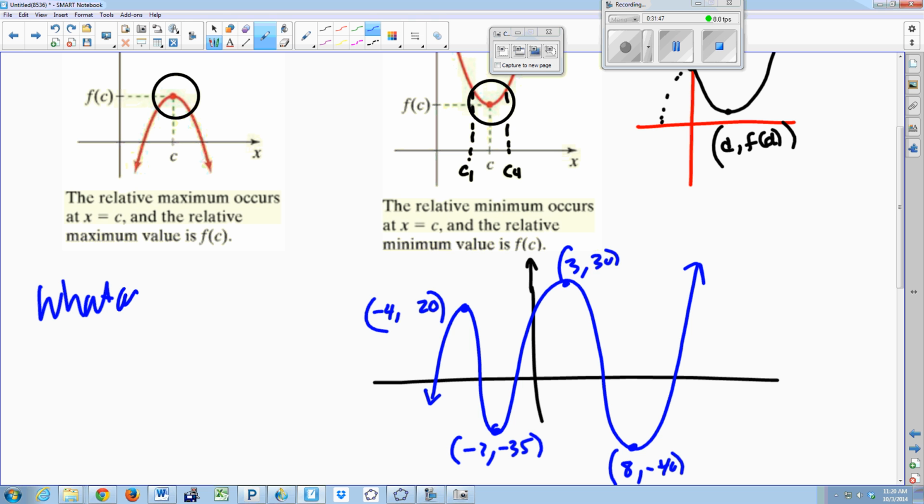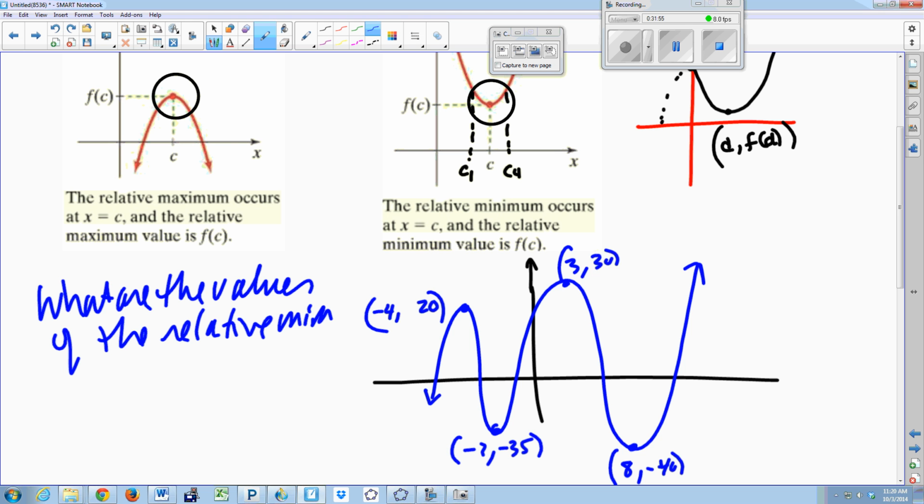What are the values of the relative minima? I can't spell it. Minima. Okay? All I'm interested in is what are my smallest output values? That's all you list. So what are my smallest output values within a certain neighborhood? Well, here's one right here. I'm only interested in that number, the output. Where's my other one? Right here. I'm only interested in that value, my output. Those are my two relative minima values.